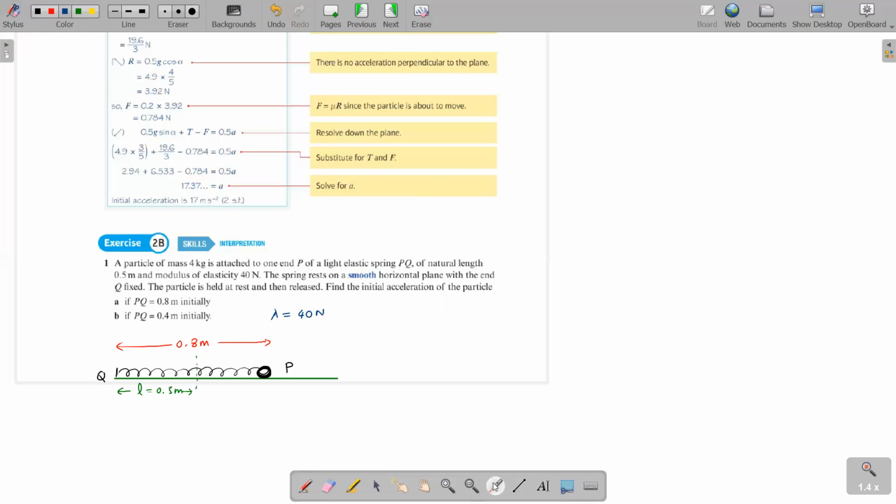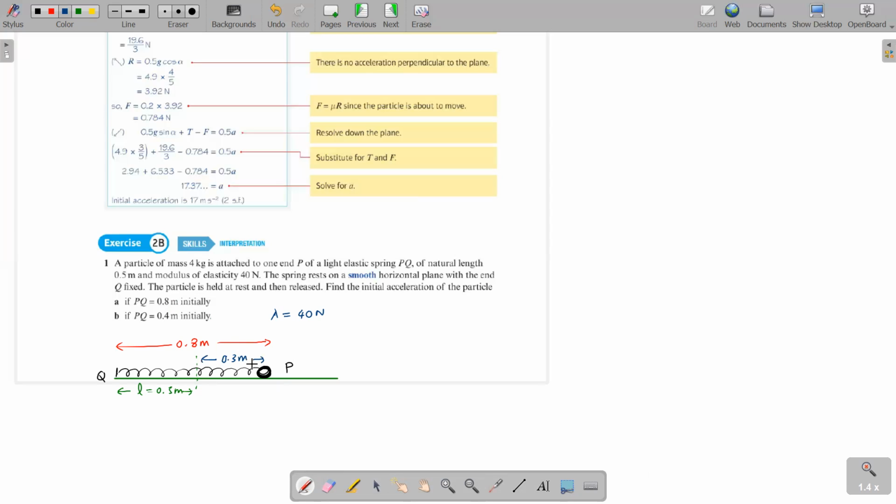Now you can see how much of an extension we have here beyond the natural length. How much have we pulled it beyond its natural length? The total length is 0.8, the natural length is 0.5. We have pulled it 0.3 meters beyond its natural length. Do you agree with me? We have pulled it 0.3 meters beyond its natural length. So this is the extension.